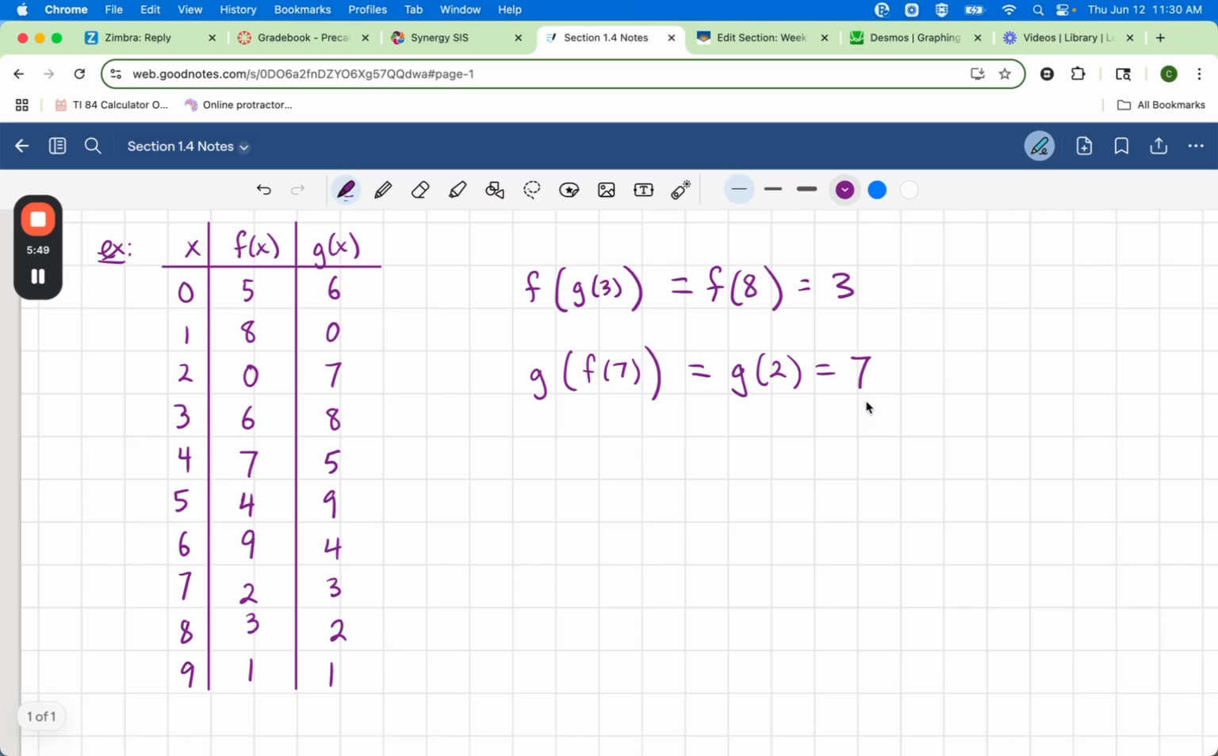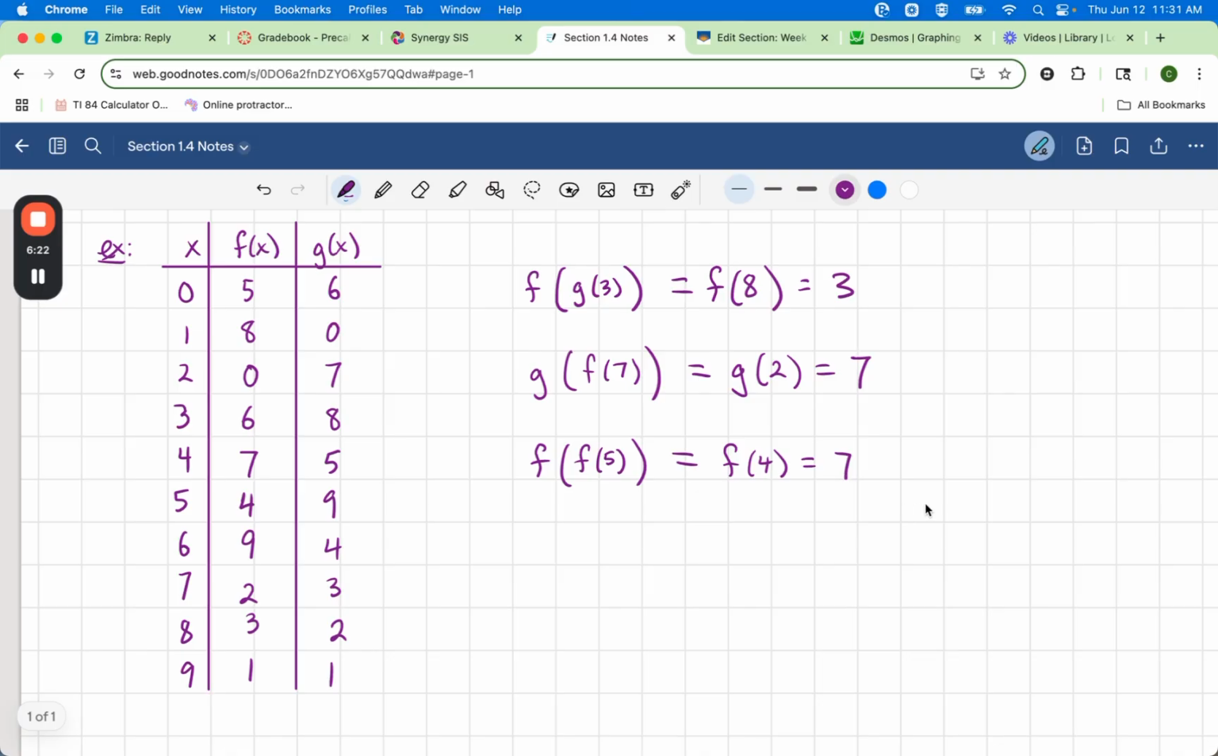So f and g undid each other with respect to 3 and 7. You can also ask a crazy question like, what is f of 5? So basically, you would find f of 5 first. Go down to 5. F of 5 equals 4. So now this is f of 4. And then go down to x equals 4. And then f of 4 is 7. All right? So have fun. Those are kind of fun. It's like a puzzle. All righty?